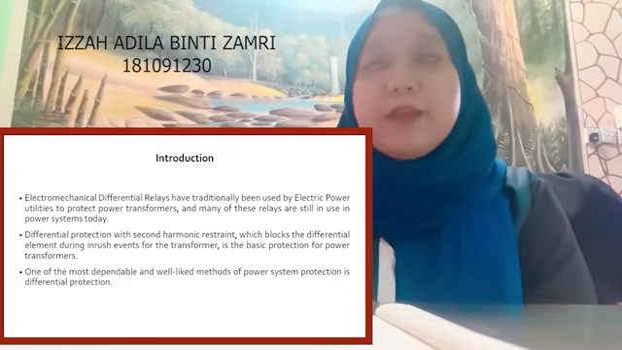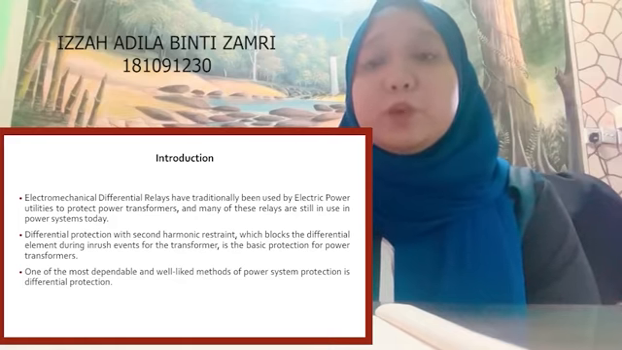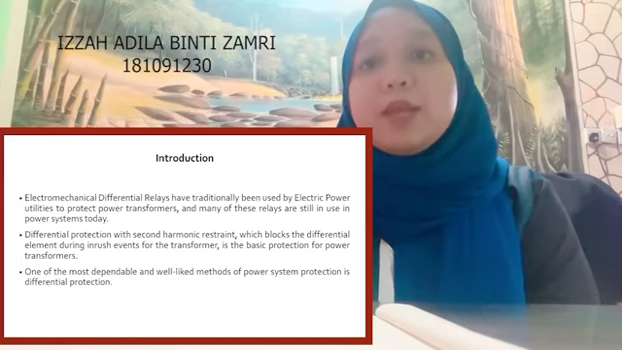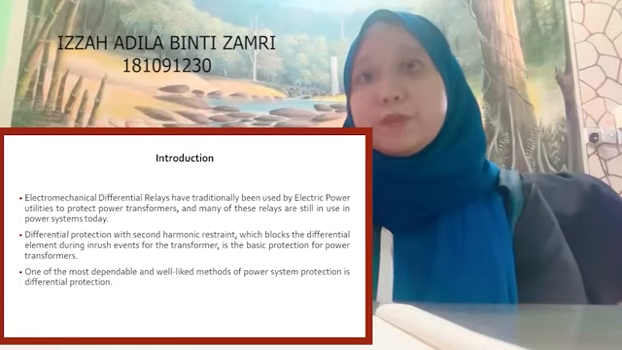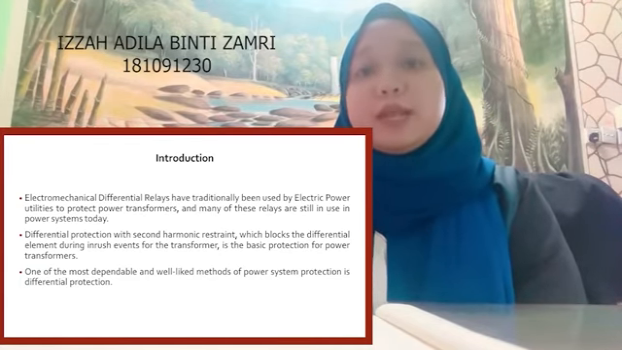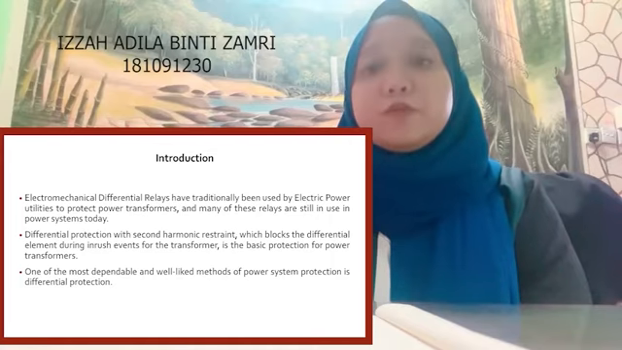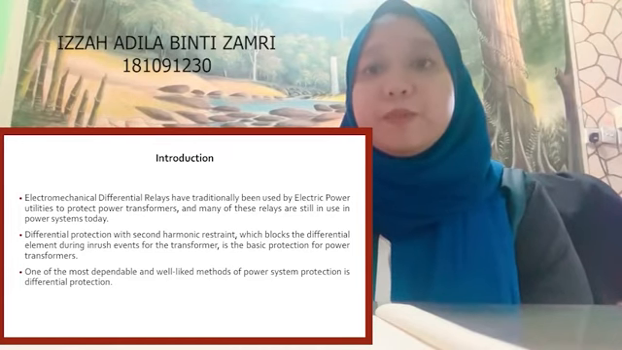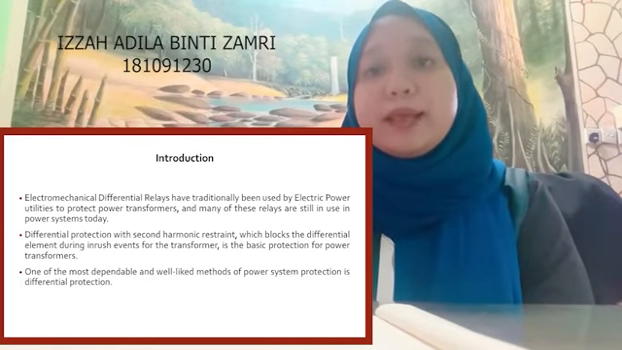Electromechanical differential relays have traditionally been used by electric power utilities to protect power transformers, and many of these relays are still in use in power systems today. Differential protection with second harmonic restraint, which blocks the differential element during inrush events for the transformer, is the basic protection of power transformers. One of the most dependable and reliable methods of power system protection is differential protection.